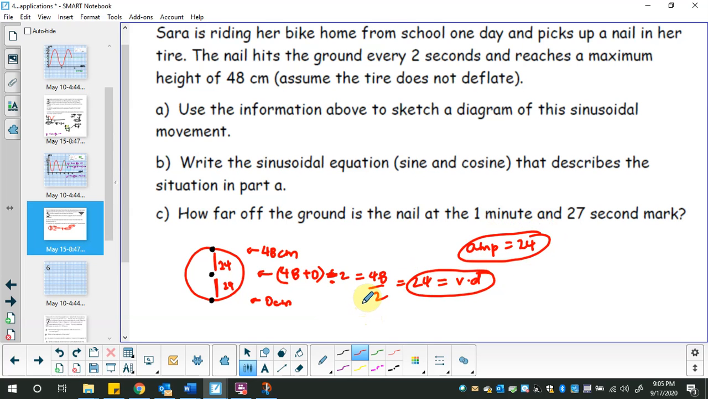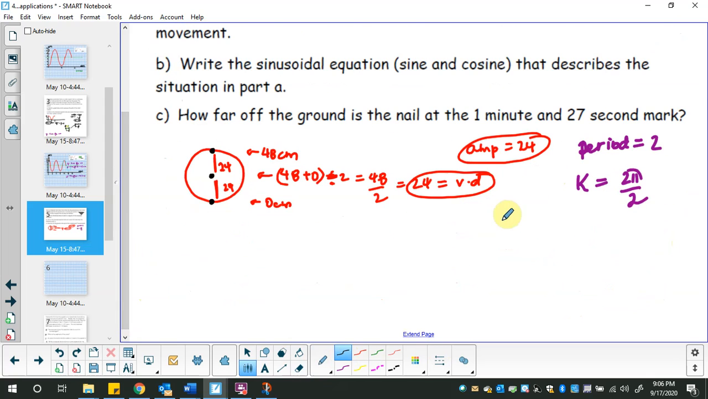It says the nail hits the ground every 2 seconds, so you can take the little shortcut for figuring out the period. So the period is 2 seconds, so the k value is 2 pi over 2. If you require the math, 2 pi over k is equal to 2 over 1, cross multiply, 2k equals 2 pi, divide by 2, you get that.